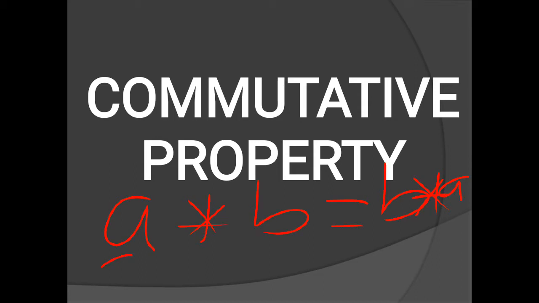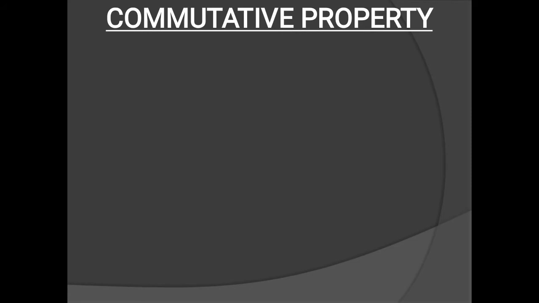For example, if I have 2 plus 3, this will give me 5. If I bring 3 first, I should get 5. So 3 plus 2 should also give me 5. That is what commutativity is all about. Without wasting time, let's jump into the details. The commutative property says that A operation B should be equal to B operation A.